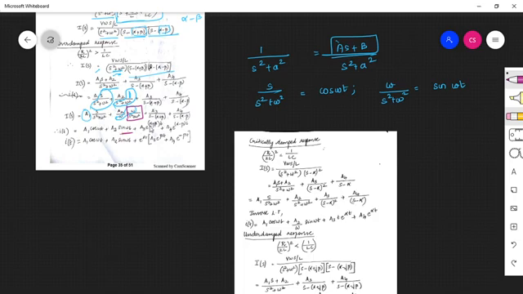And for the third term we have a3 into, we know that for 1 by s minus a, it is e power at. For the fourth term also, it is e power at. So we can take the common terms outside, like e power alpha t, and the remaining terms will be a3 e power beta t plus a4 e power minus beta t.